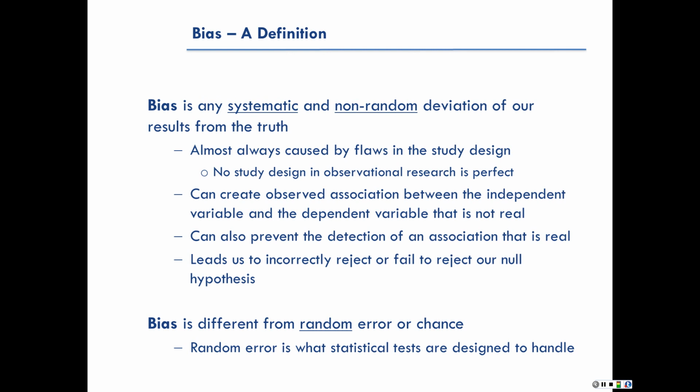I also want to note that bias is different from random error or chance. Your textbook talks about random error or chance. Random error is merely what our statistical tests are designed to handle. When we come to talk about hypothesis testing and p-values, what we're trying to prevent there is random error. But this is completely different from bias. It doesn't matter what our statistical tests or p-values tell us. If we have a biased study, our results could still be incorrect.